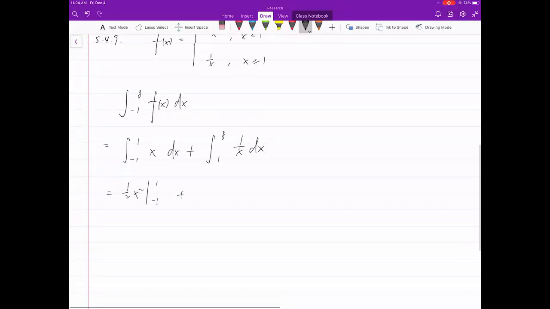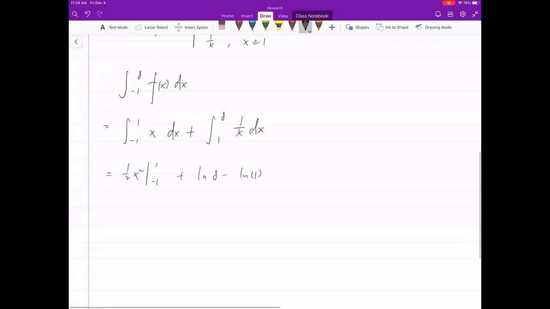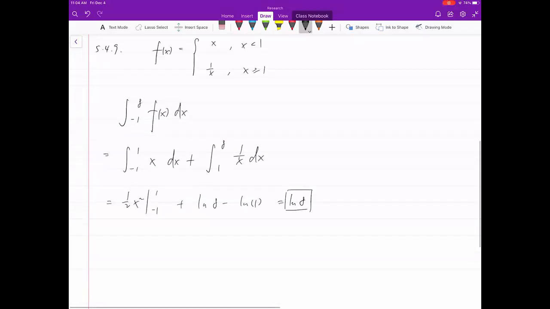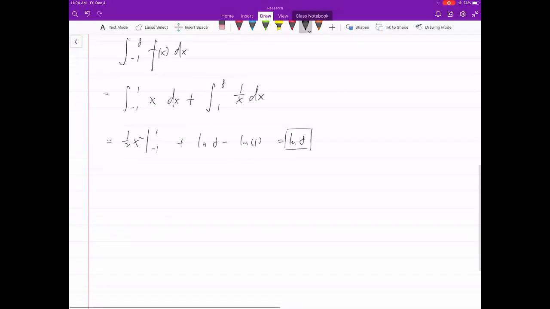Together, you got 0 plus ln 8 minus ln 1, which is ln 8. Okay, and judging by the graph, it's not hard either. So you basically have a graph on here, and then on here you have different formulas. Then what you do is you just split them. On the left, you use one formula. On the right, you use the other formula.